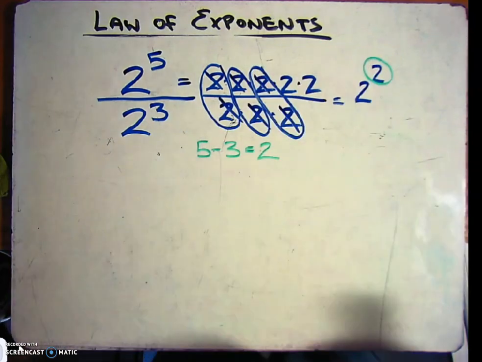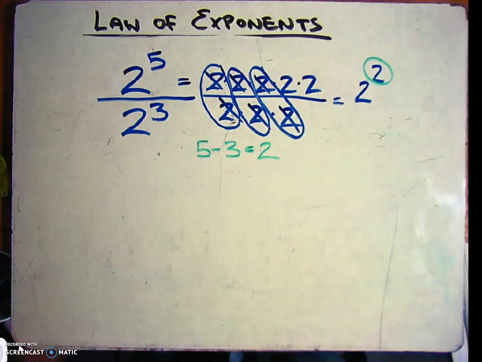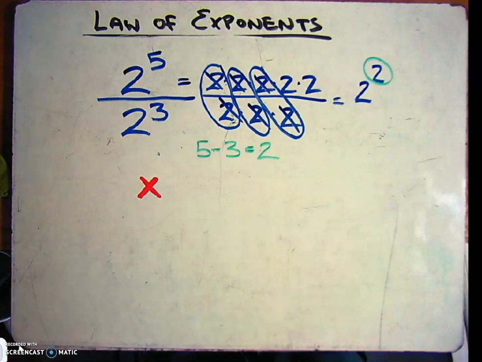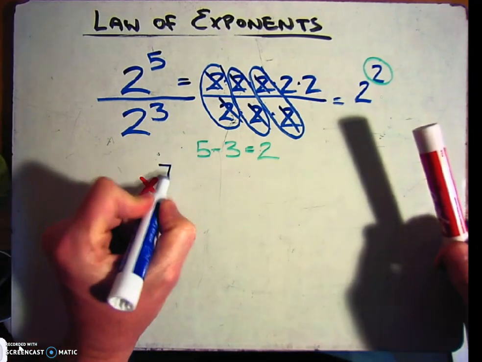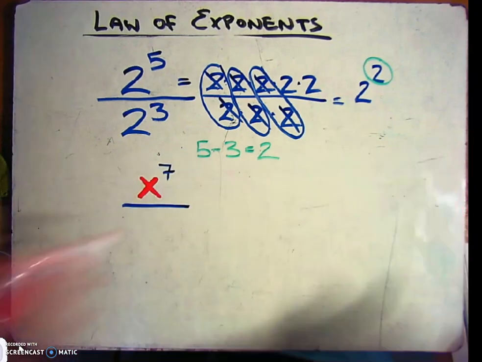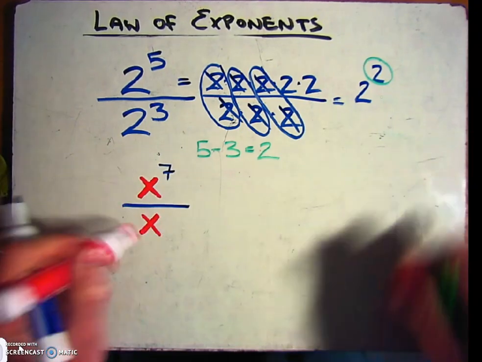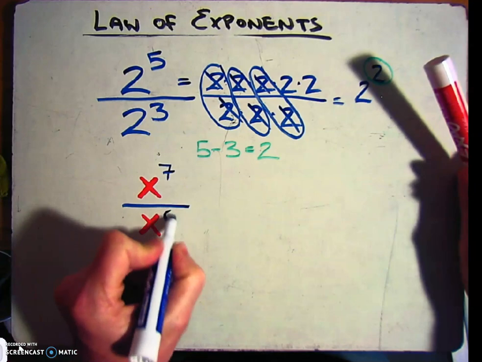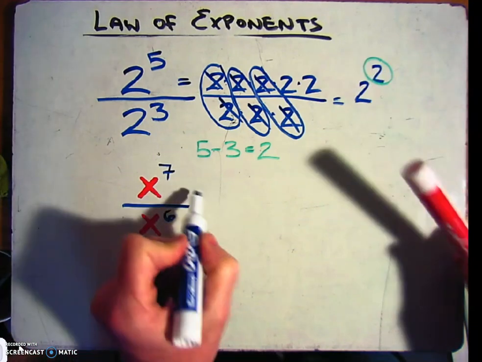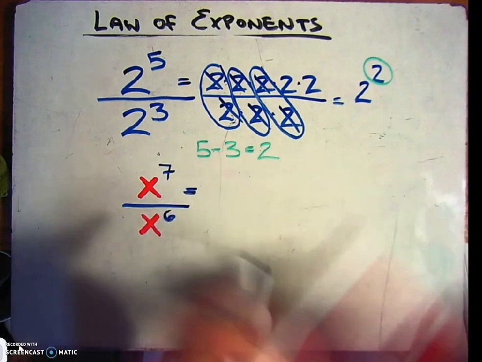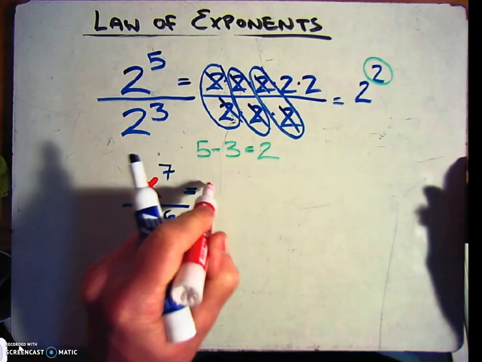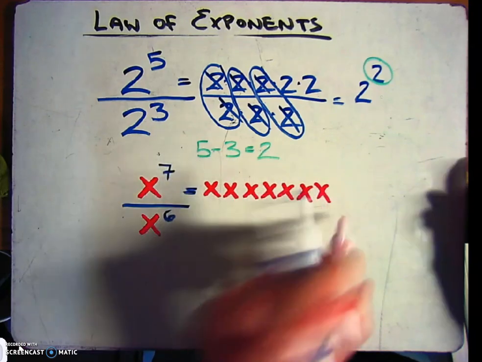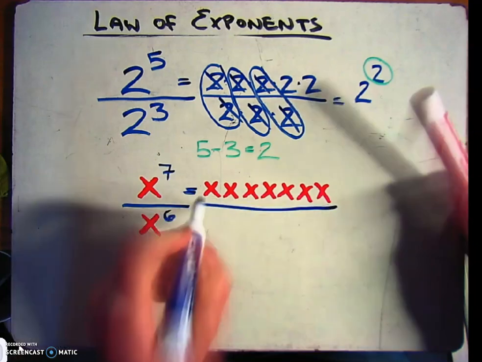Let's check this again, and let's use some variables. Let's say that the letter x can represent any number that we want. And let's say, what is x to the 7th power divided by the same base, the same unknown number, x, to the 6th power? Well, again, expanding this out, this is going to represent 7 x's in the numerator and 6 x's in our denominator.